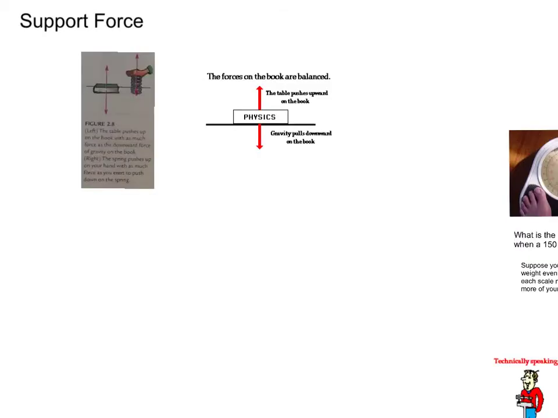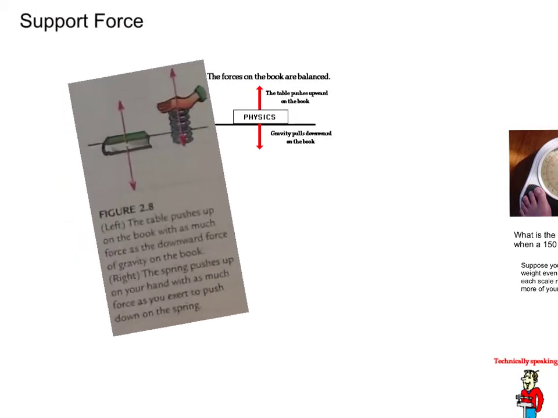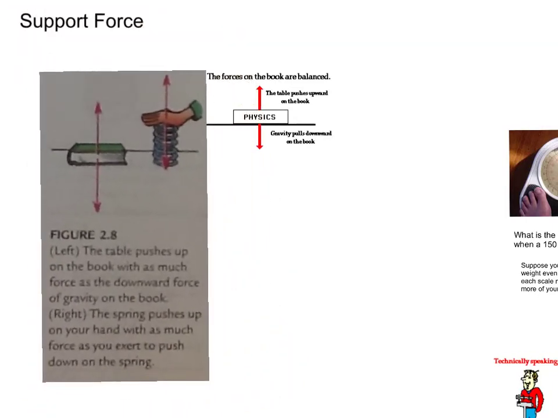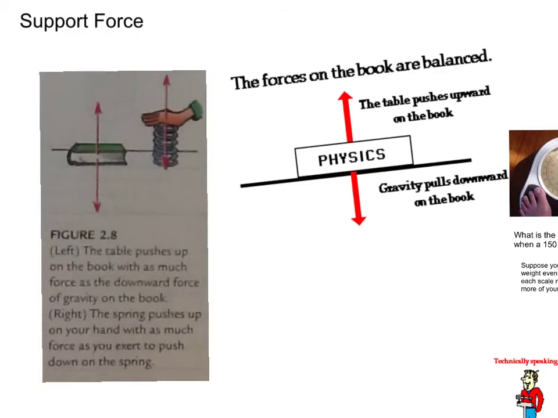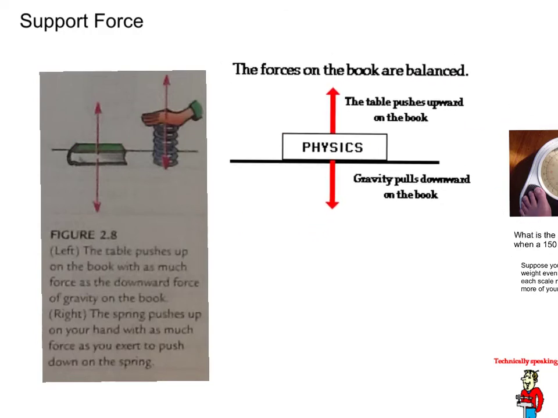Okay, so let's consider objects resting on surfaces. If we've got, say, a book, like on the left-hand side here, sitting on a table, this book pushes down on the table, and the table pushes up on the book with the same amount of force as the downward force of gravity on the book. So the book has what we call a weight force that is pushing down on the table. The table pushes back upward on the book with this support force that we call a normal force.